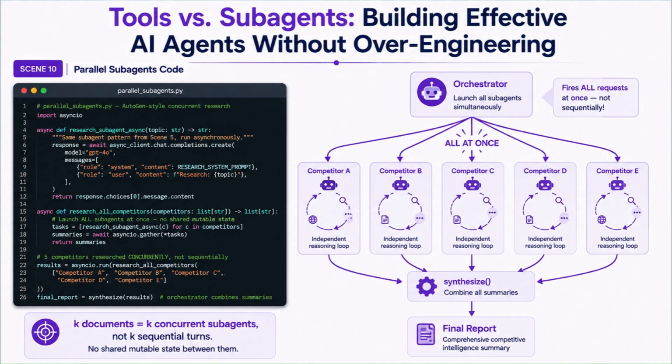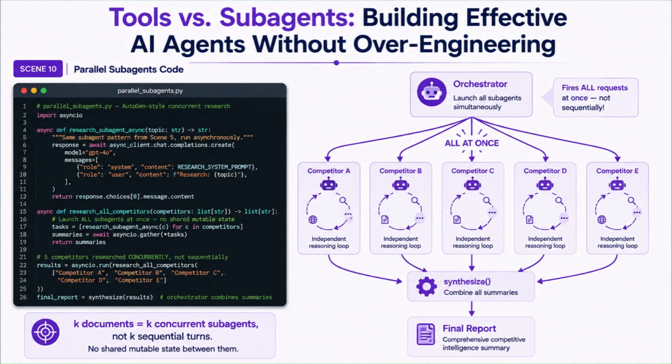Second scenario for subagents: the work can genuinely be parallelized across multiple independent tasks. Processing K documents independently runs meaningfully faster across K concurrent subagents than working through them one at a time sequentially inside a single shared context.